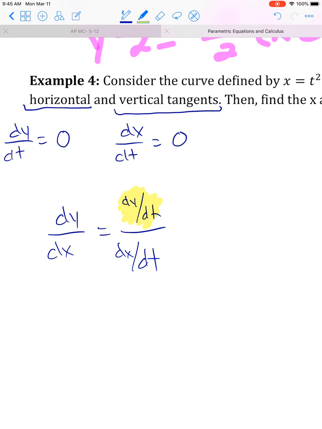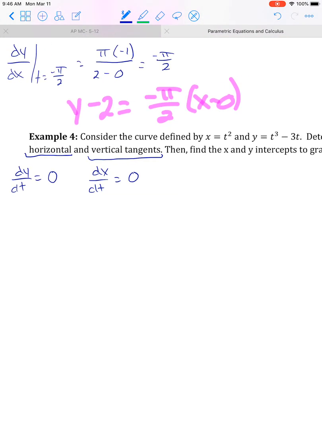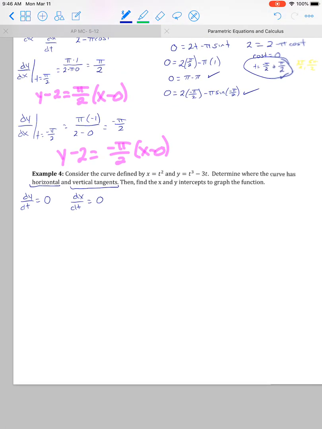So that's less steps. How do I make something vertical? You're not wrong to say that I want dy/dx to be undefined. But how do I make dy/dx undefined? I make the denominator 0. How do I accomplish that? I make dx/dt 0. So those are my shorter methods for this problem. So let's go and attack those two.